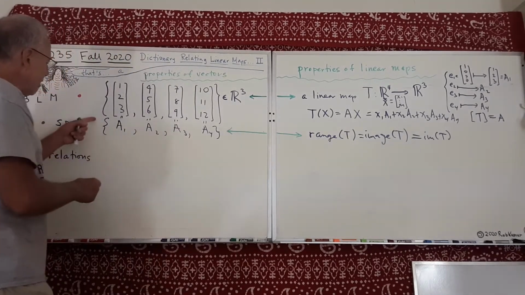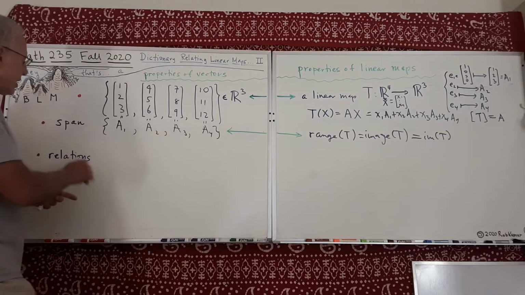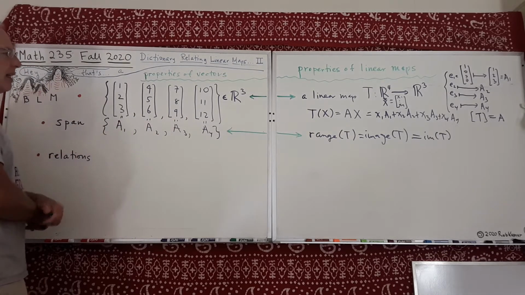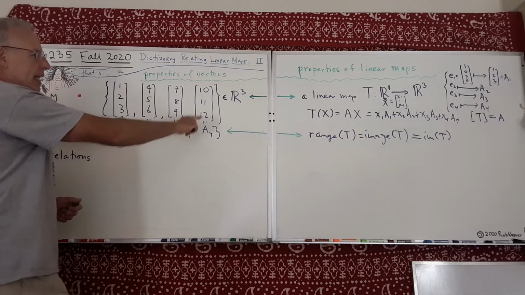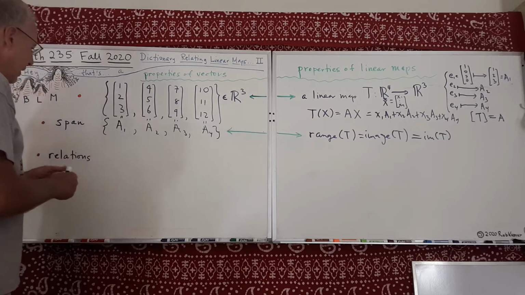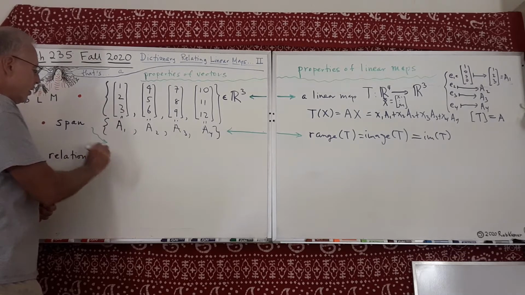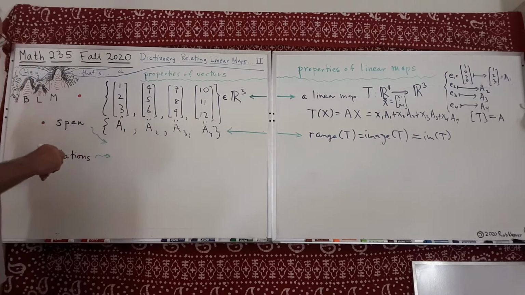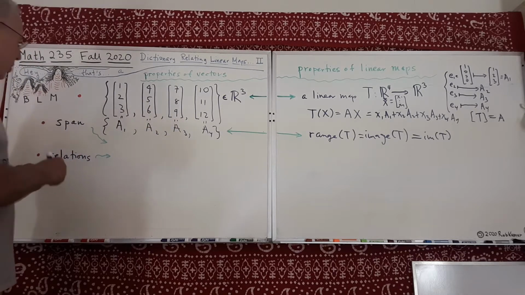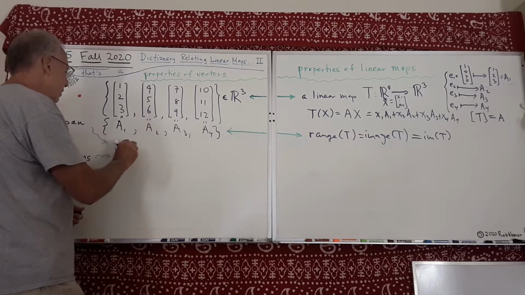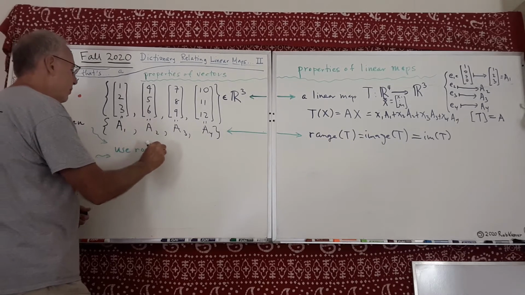In fact, we can also understand the relations. So we're going to understand the relations among these vectors at the same time as we understand what the image is. We can actually get at both of these, what the span is and also what the relations among these vectors are, using row operations.